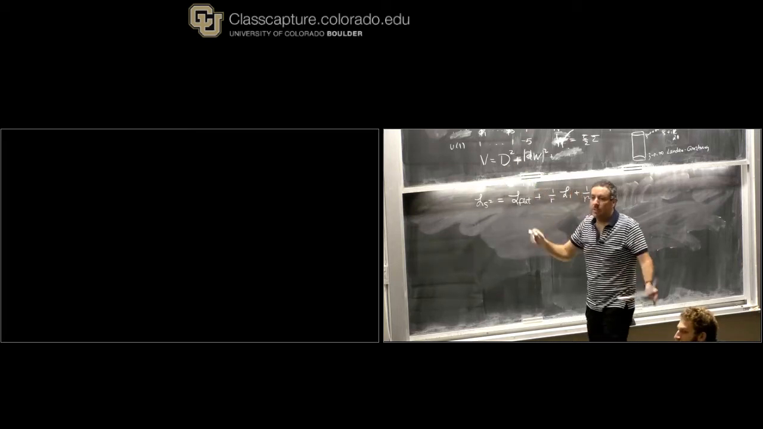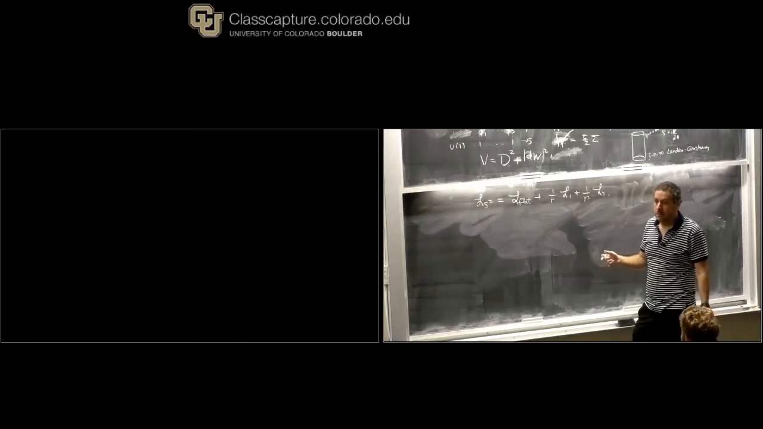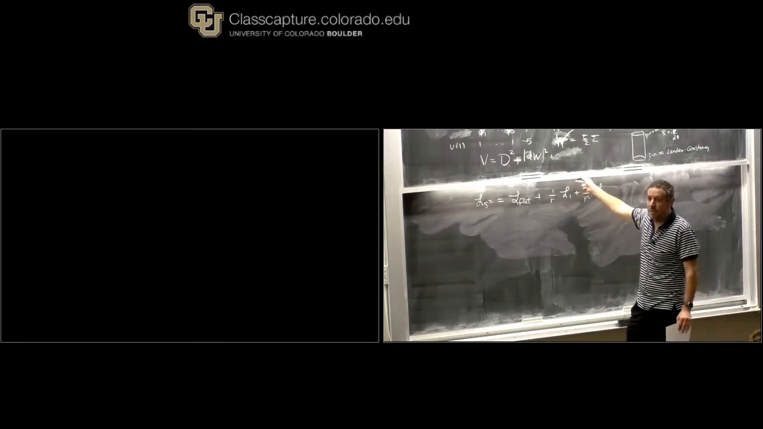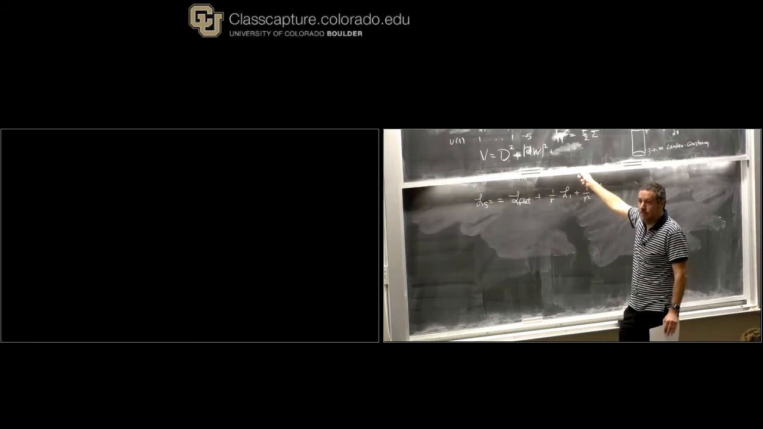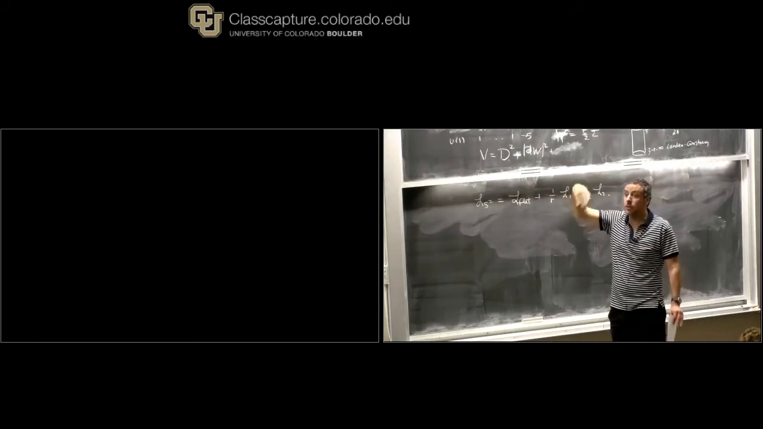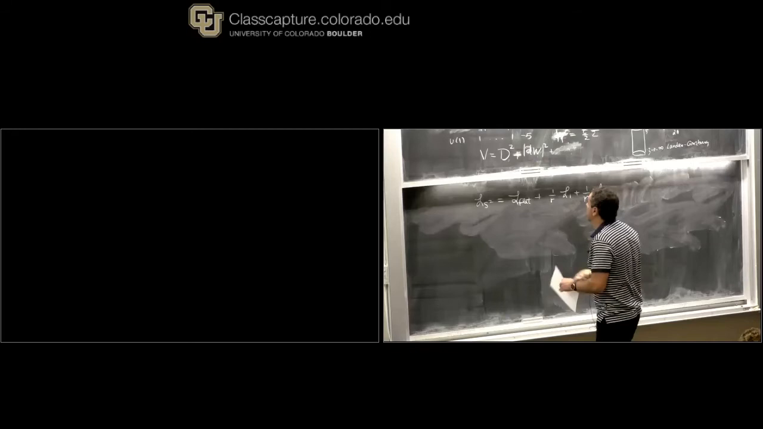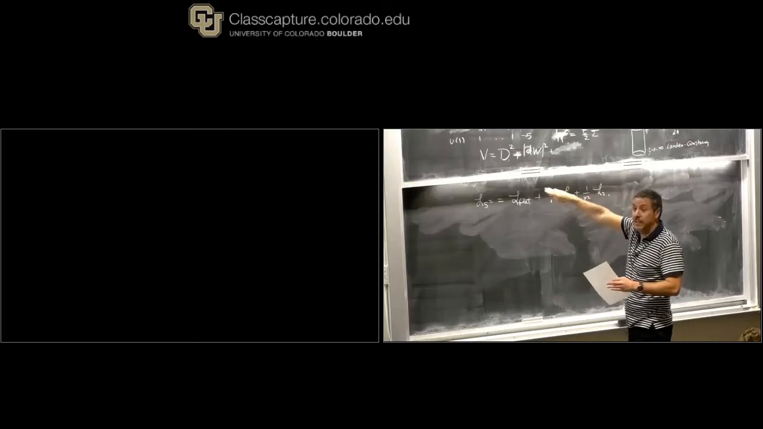No, that's zero. I put that to zero. F is zero. I'm looking at the vacuum configuration. The field strength is zero, okay? Let's discuss it later. I'm looking at the vacuum state. I put the field strength to zero, because it comes as F squared in the Lagrangian. The Hamiltonian has to vanish, so I have to put F to zero.